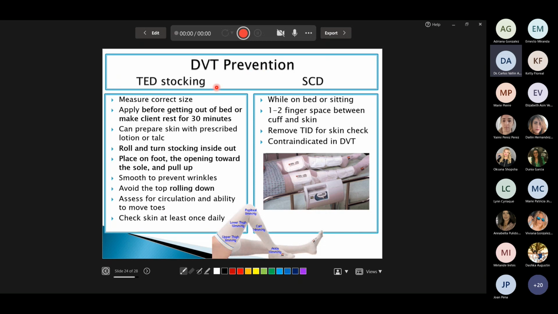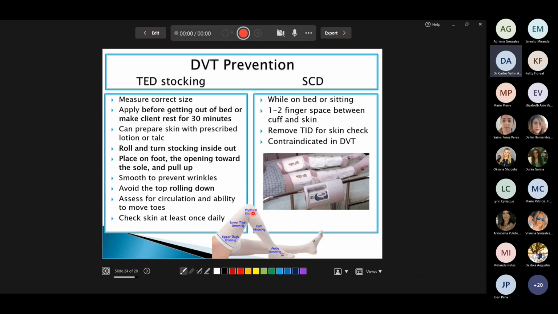Remember that for the TED stocking, you need to measure the length of the legs and the circumference of the calf and the thigh, and then you go to a chart that gives you the correct size. Remember that to apply the TED stocking, TED stands for thromboembolic deterrent stocking. You need to put that on when the patient is in bed. You cannot allow the patient to lower the legs to put this on.